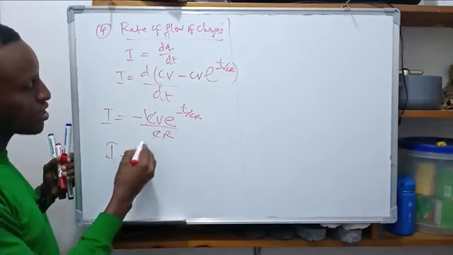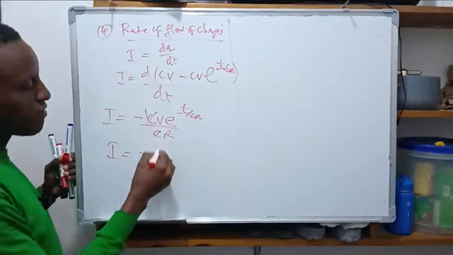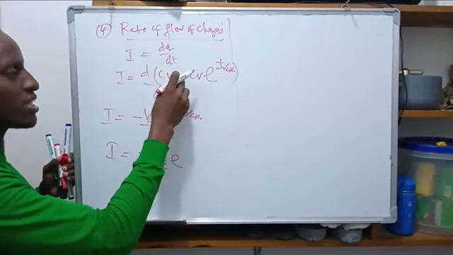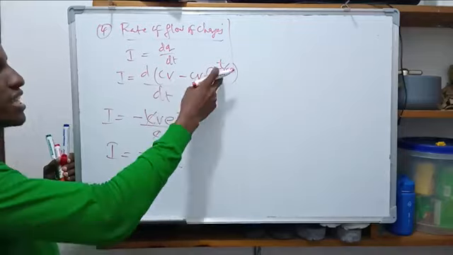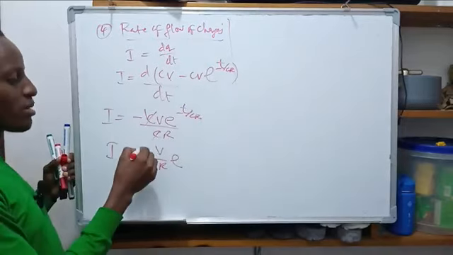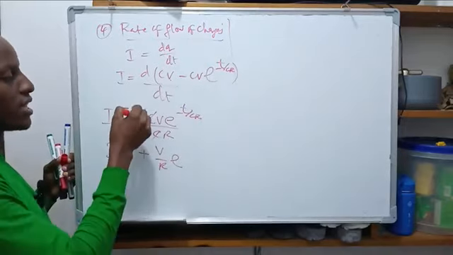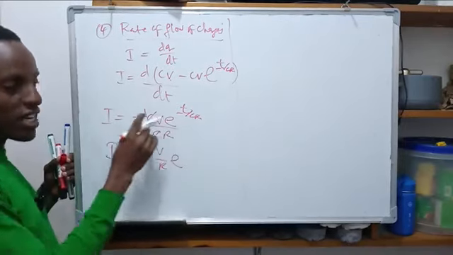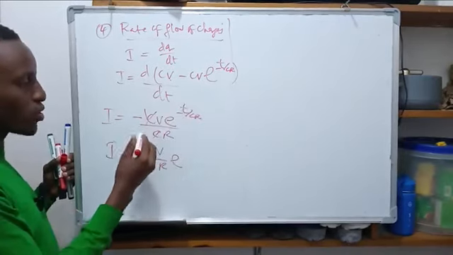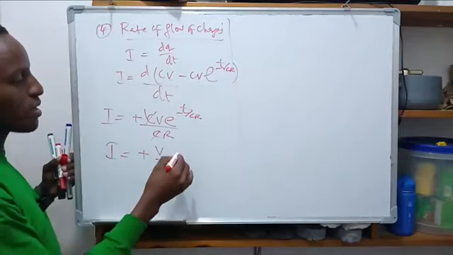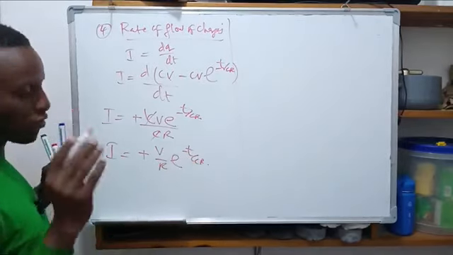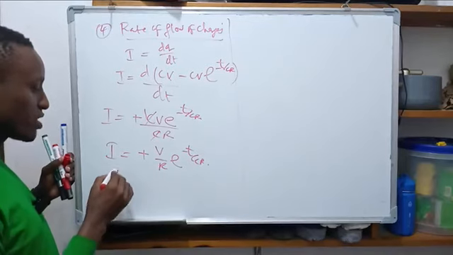So the current will be V over R times e to the negative t over CR. This one was negative, and the one coming down is negative, so it becomes positive, because it's negative 1 over CR when differentiating with respect to time. So speaking about the rate of flow of charges, that is its nature now.